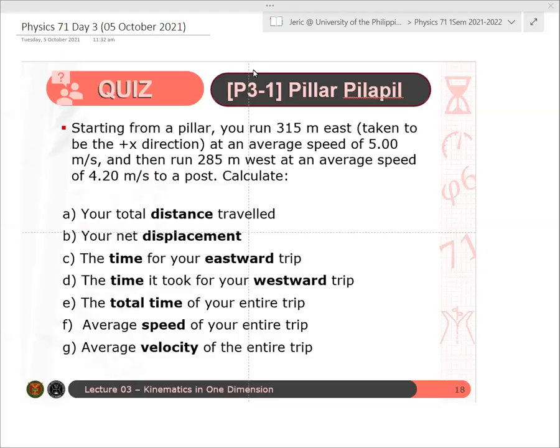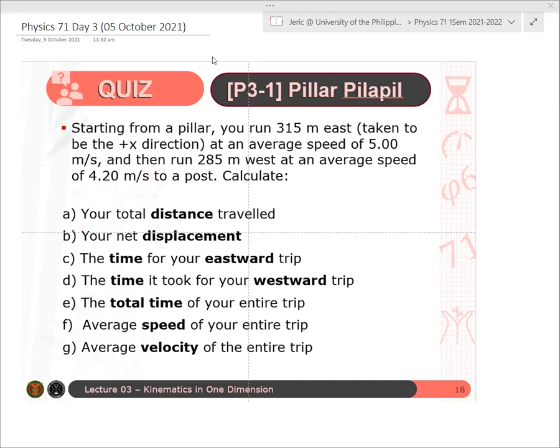Again, just let me read the problem. Starting from a pillar, you run 315 meters east at an average speed of 5 meters per second, and then run 285 meters west at an average speed of 4.20 meters per second to oppose. Calculate the following quantities. Again, you have 2 minutes to solve this problem.